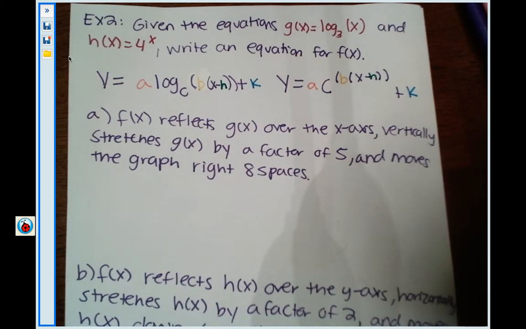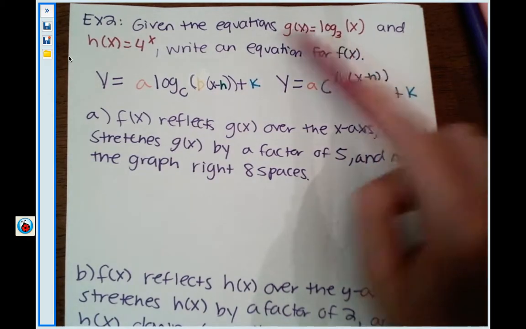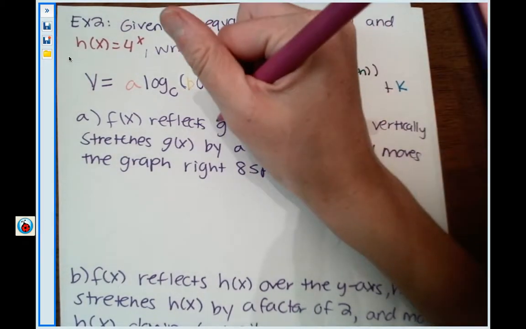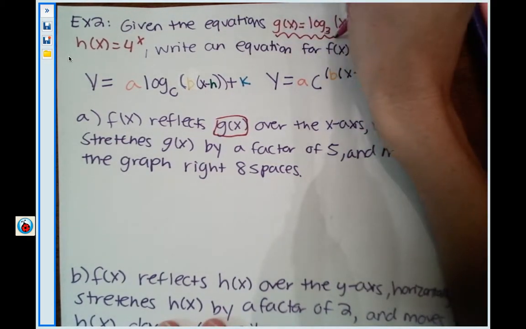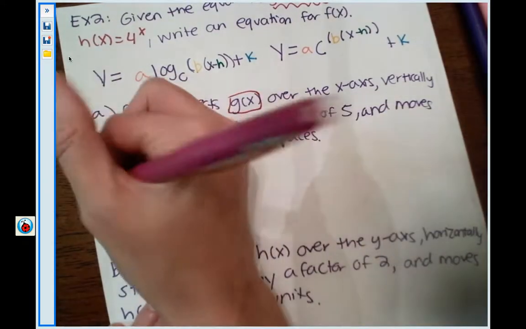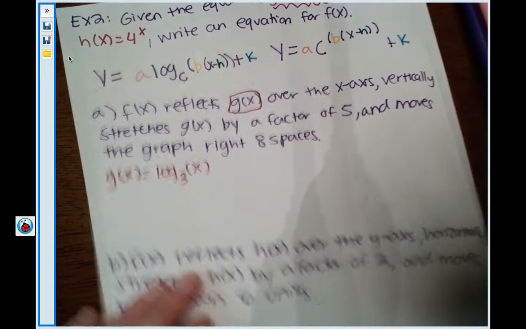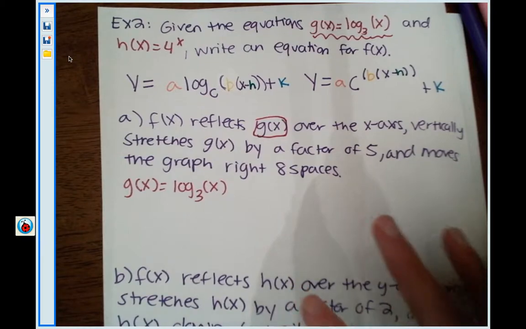Okay, so first of all, I need to figure out, am I dealing with my h of x equation or my g of x equation? Because we need to know where our start point is. Is it an exponential or is it a logarithm? It says f of x reflects g of x, so I know I'm going to be starting from g of x. So I'm going to write g of x so I know that I'm dealing with g of x and not h of x. g of x equals log base 3 of x. This is our parent function, and from here we're going to build upon our equation based on the transformations that were given in the problem.